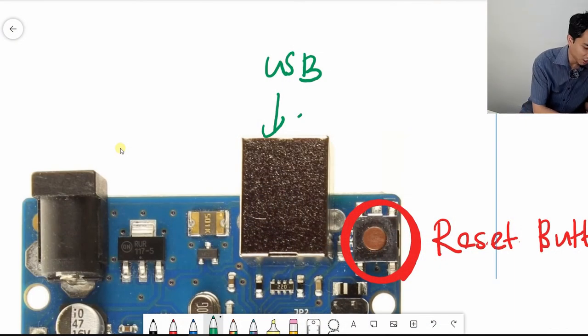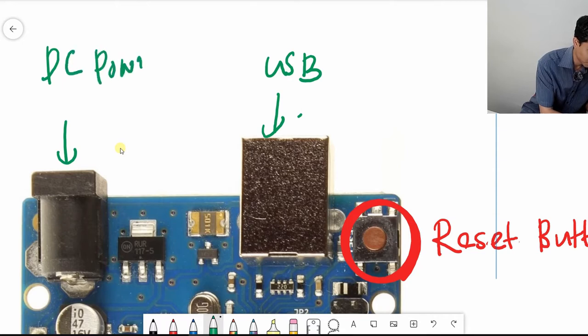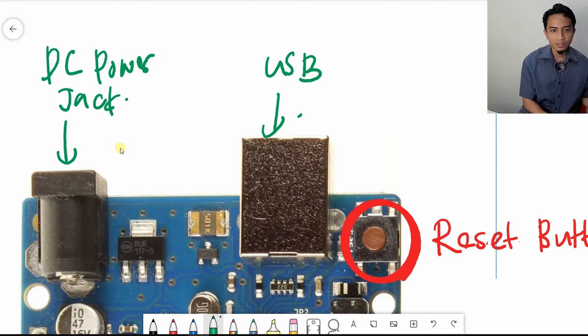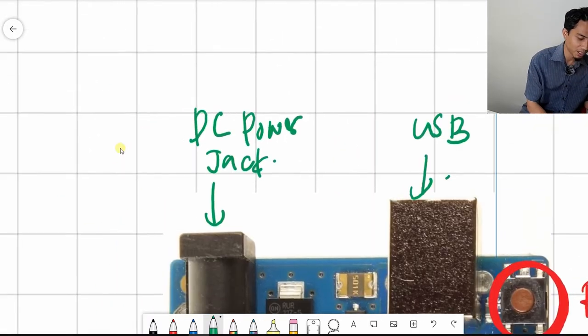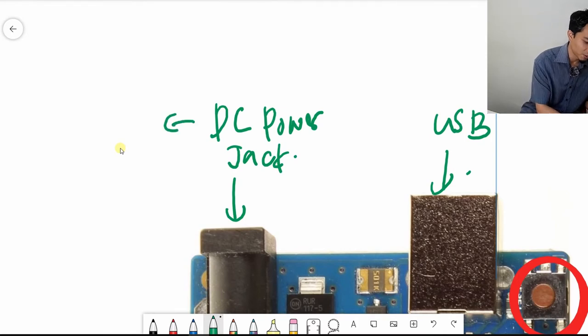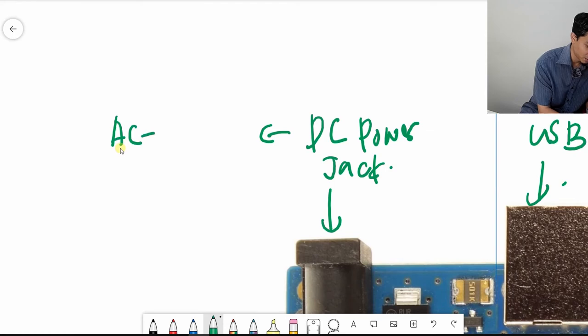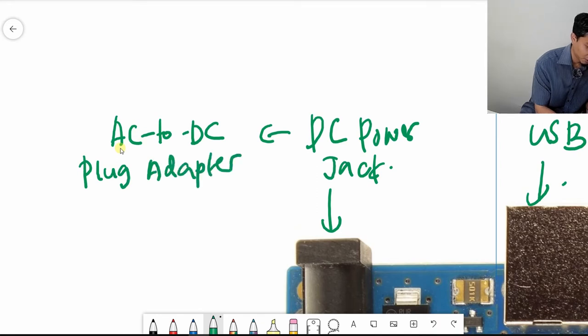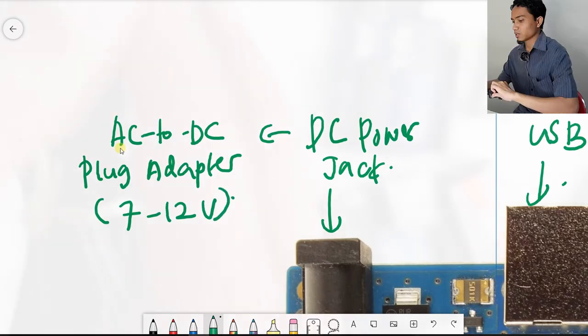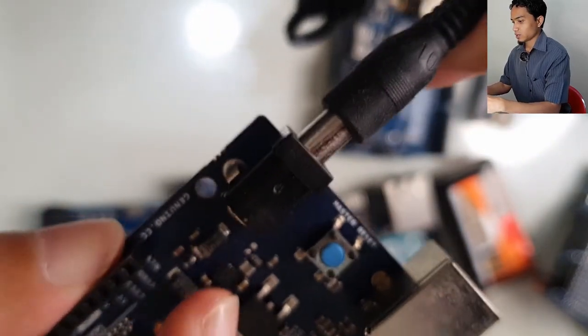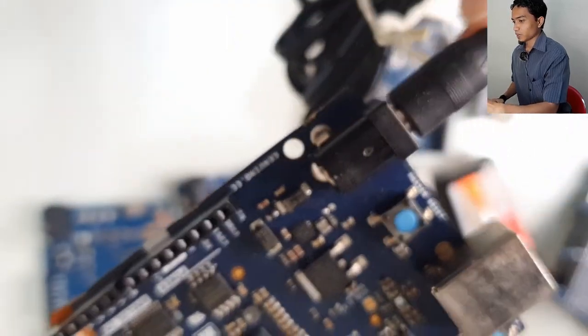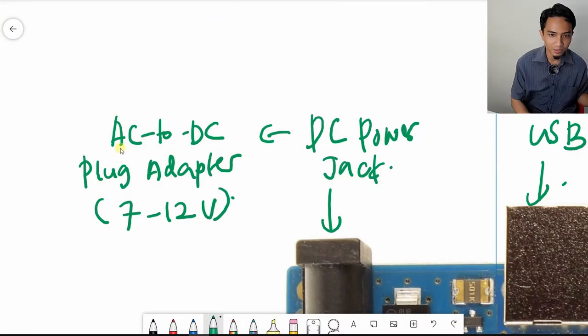And then we have the second one, which is the power jack here. This is the DC power jack. If you want to use an AC to DC plug adapter, which is around 7 to 12 volts, like this one here, then you can just plug it into this port to power it. As simple as that.